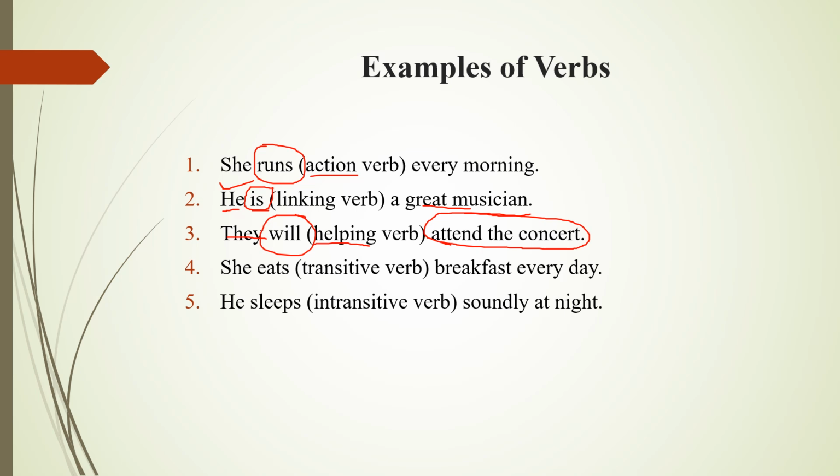She eats breakfast every day. Now eats is a transitive verb, and as we have told you, a transitive verb always needs an object for the completion of its meaning. So here, she eats what? She eats breakfast. So here breakfast is the object and she of course is the subject.